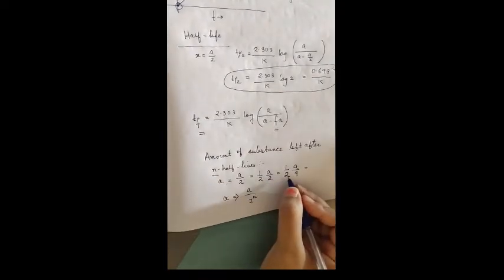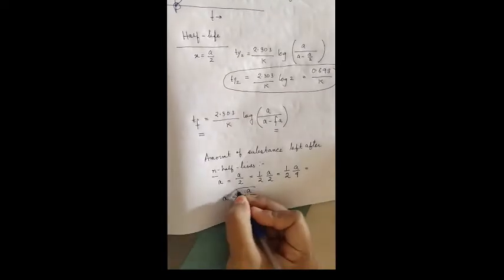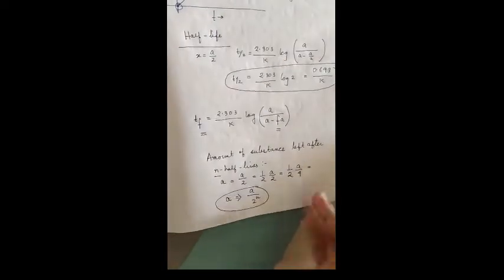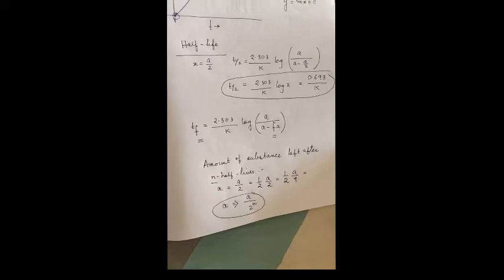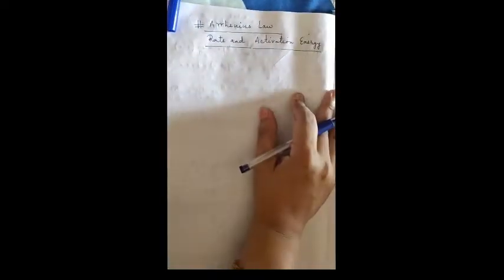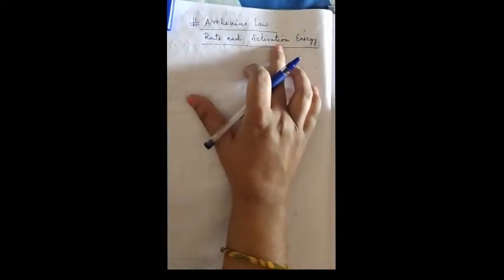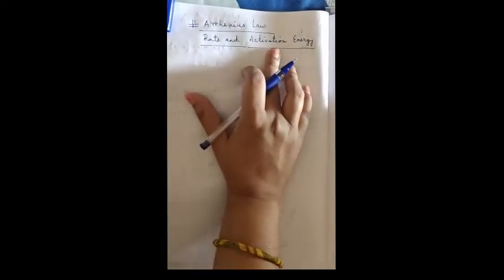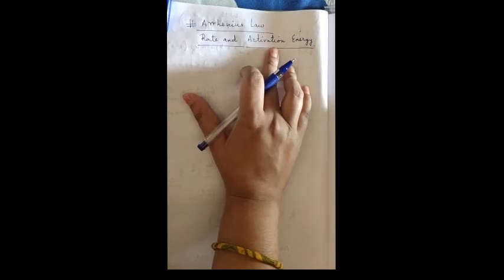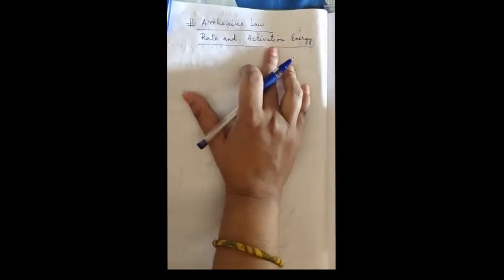So for this case you can see that this is our y and this is our x. In mathematics we have y equal to mx plus c. Here y is the log A by (A minus X) and x is our t. So we don't have any intercept and the slope is positive. So in this case the graph will be a straight line passing through the origin, where the slope is equal to K by 2.303.